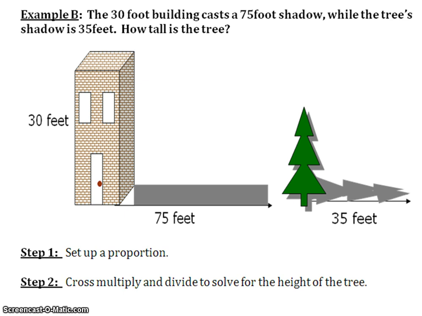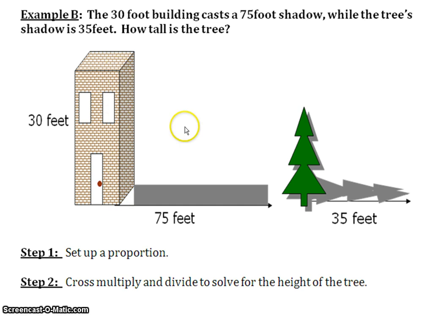In example B, the 30-foot building casts a 75-foot shadow, while the tree's shadow is 35 feet. How tall is the tree? If we look at this diagram, you can take the right edge of the building all the way down to the ground and then extend it to the right along the shadow. That forms a right triangle.